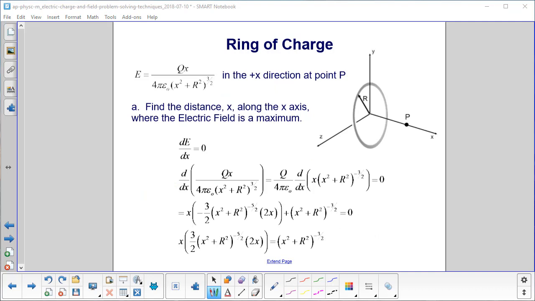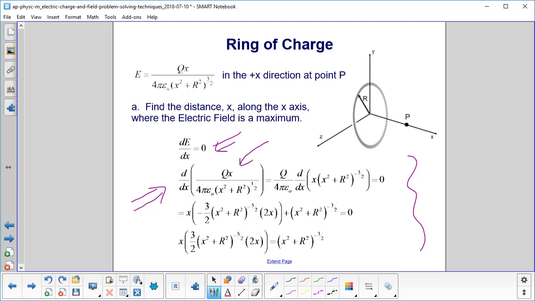Whenever you want to find a maximum or a minimum, you take the first derivative and set it equal to 0. So that's what we're doing here. So dE/dx equals 0. Make sure you make this statement, because even if you don't do all this stuff, that could get you a point showing that you at least knew how to find it. You put it in there.